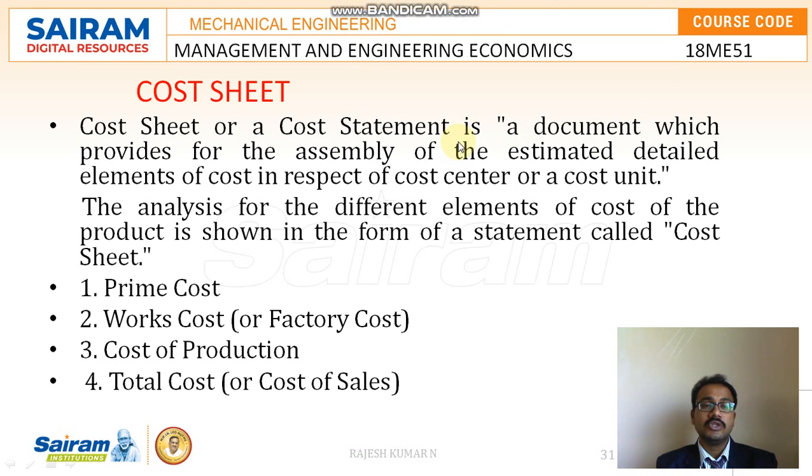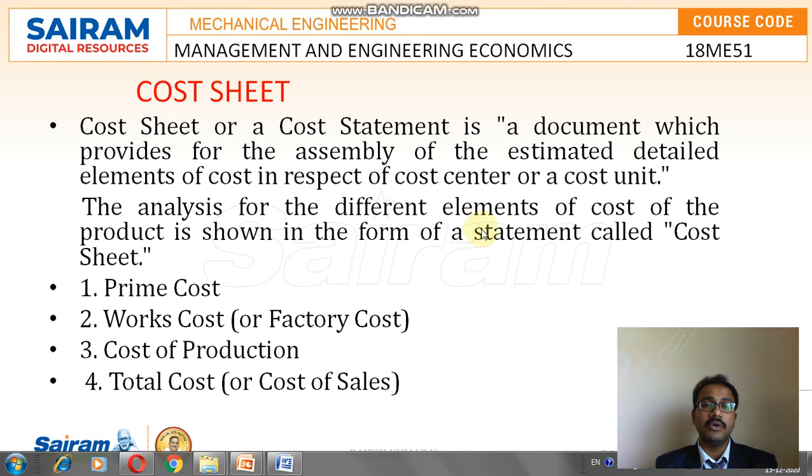Then cost sheet. A cost sheet or cost statement is a document which provides for the assembly of the estimated detailed elements of cost in respect of a cost center or a cost unit. The analysis of the different elements of cost of the product is shown in the form of a statement called a cost sheet. So we have many stages: the prime cost, works cost, which is also called factory cost, then cost of production, then the fourth one is total cost or cost of sales. All these things we will be discussing in detail in the upcoming video.